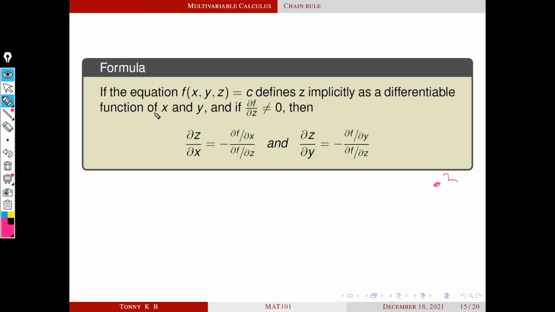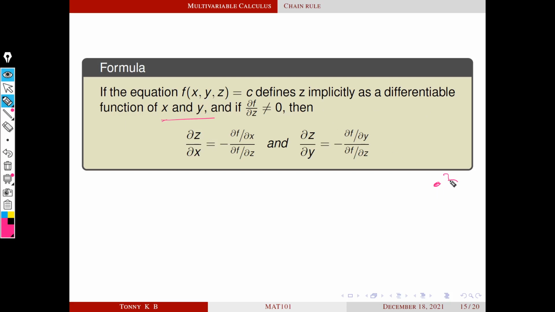Okay. Next we consider the three variable case. Suppose f of x, y, z equal to c defines z implicitly as a function of x and y. That means, ultimately, z is a function of x and y.